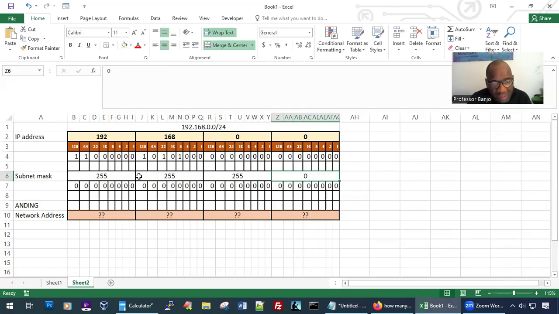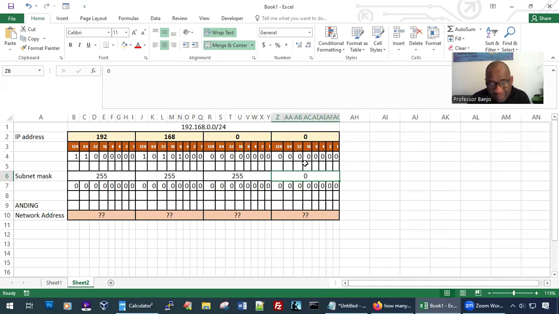So basically, the subnet mask tells us that the first three octets are all part of the network, right? And the last octet, the 0, is the host portion, right? That's how you read that. 255.255.255 is maxed out as your network, and the 0 here is your host portion, right?